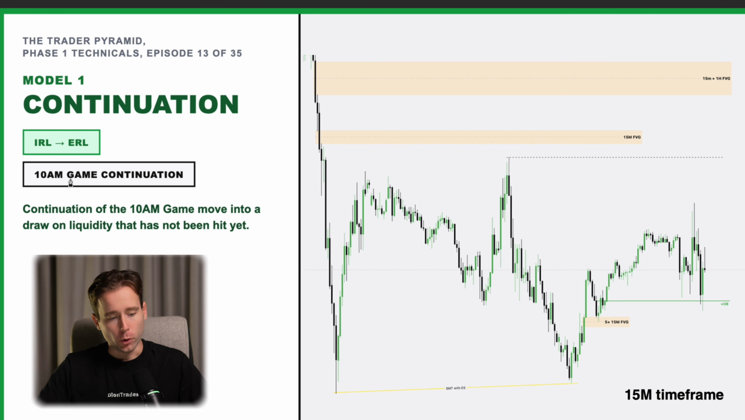Let's go over the continuation model. It is basically a continuation from the 10 a.m. game. If you don't know what the 10 a.m. game is, it's my most profitable entry model. I've been trading for multiple years now. That got me towards full-time trading. The first episode of the Futures Mentorship is about the 10 a.m. game.